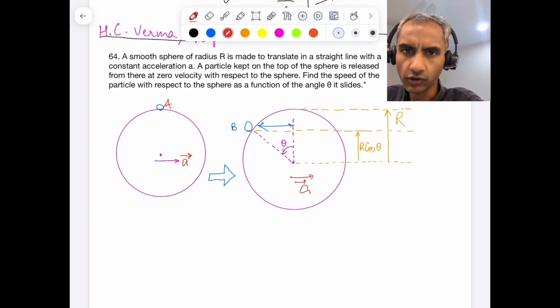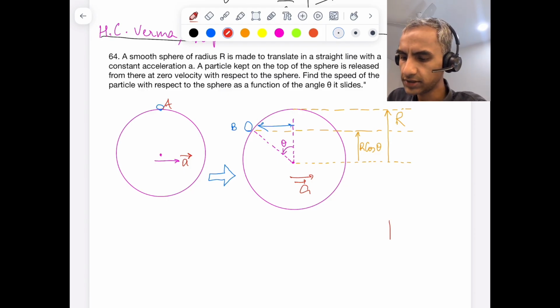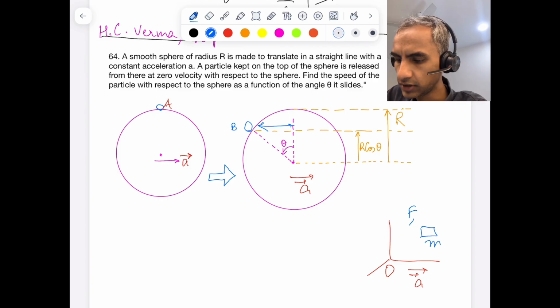So the way to approach this problem is to use the work energy theorem in a non-inertial frame of reference, right? So we attach the frame of reference to the sphere itself, which is moving at an acceleration a. So how that would work is like so. We have this non-inertial frame of reference moving with an acceleration of a. Of course, if there is a mass m in this frame of reference, it experiences a pseudo force in the direction that's opposite to the acceleration of the frame of reference, and that's a minus ma vector.